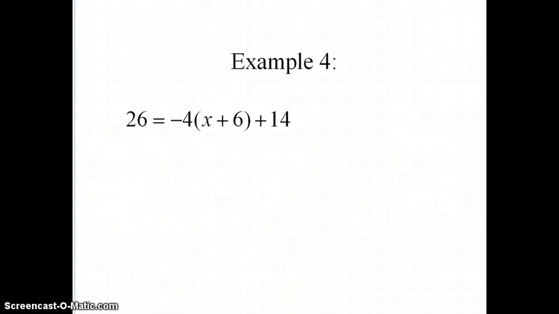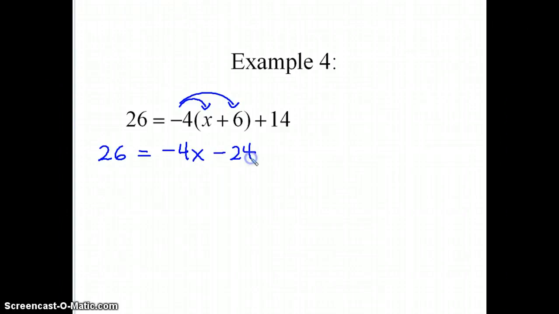Okay, we have example 4. 26 equals negative 4 times the quantity x plus 6, plus 14. Again, we have parentheses, so to eliminate the parentheses, I'm going to use the distributive property. I'll multiply the negative 4 out. So, recopying, 26 is equal to negative 4 times x is negative 4x. Negative 4 times 6 is negative 24, plus 14.